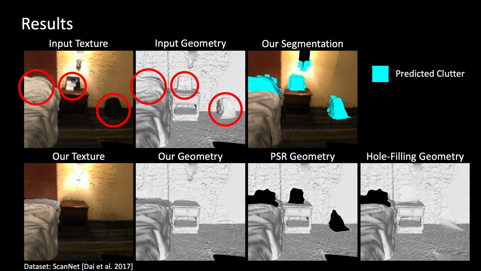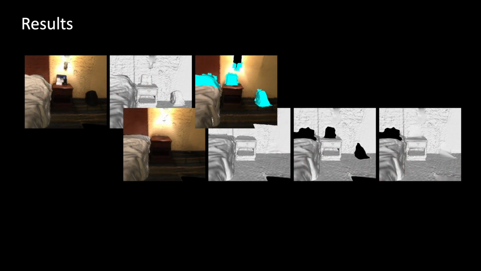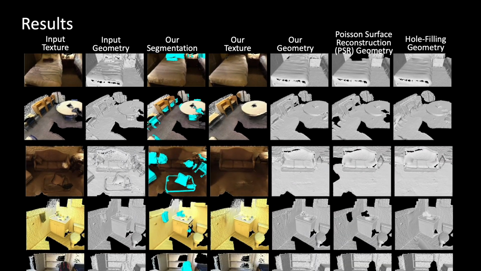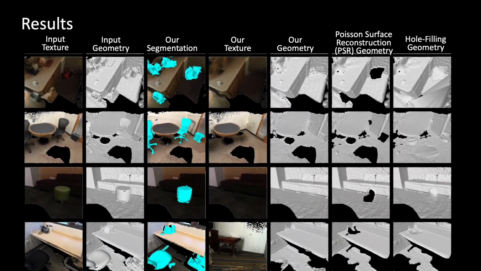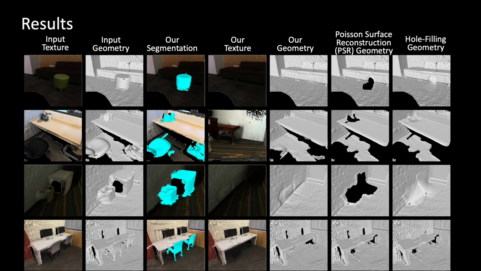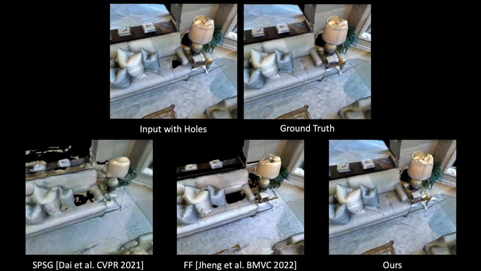In comparison, the baselines either fail to close the holes or inpaint with oversimplified surfaces. We compare with two baselines, including Poisson surface reconstruction and hole filling algorithms. The results show that our method outperforms baselines on a variety of scenes. Next, we will take a closer look at the inpainting part and compare different scene inpainting methods.